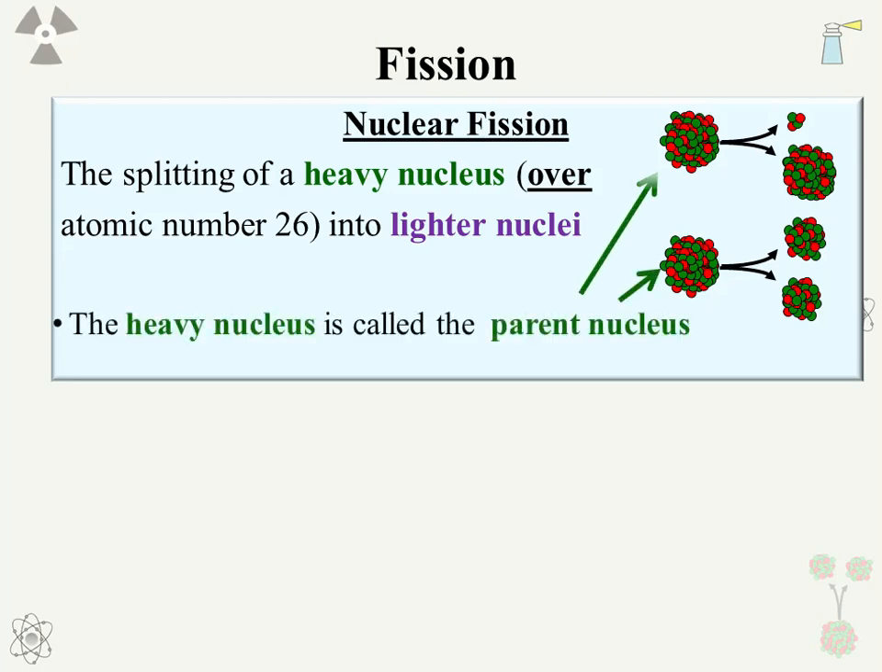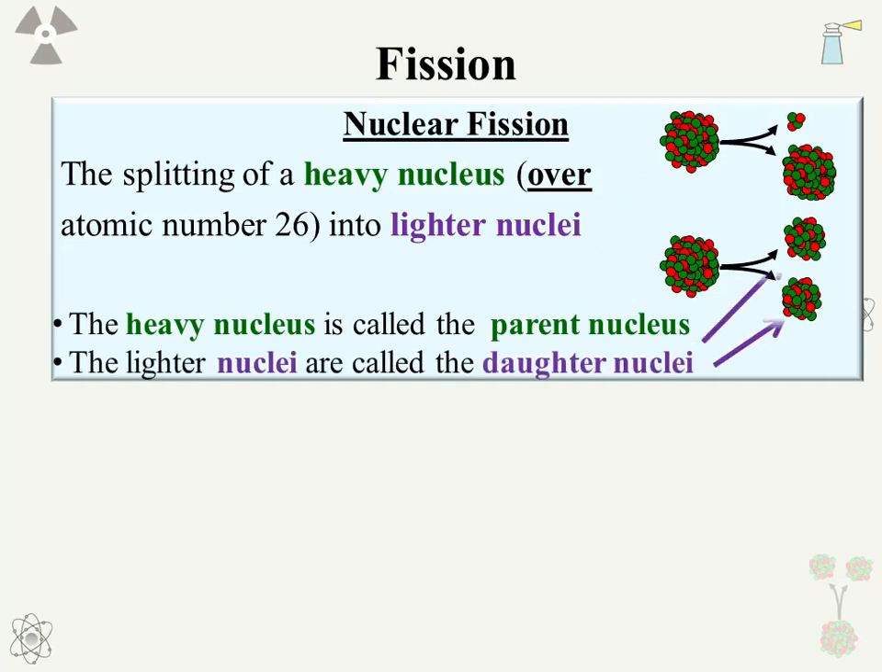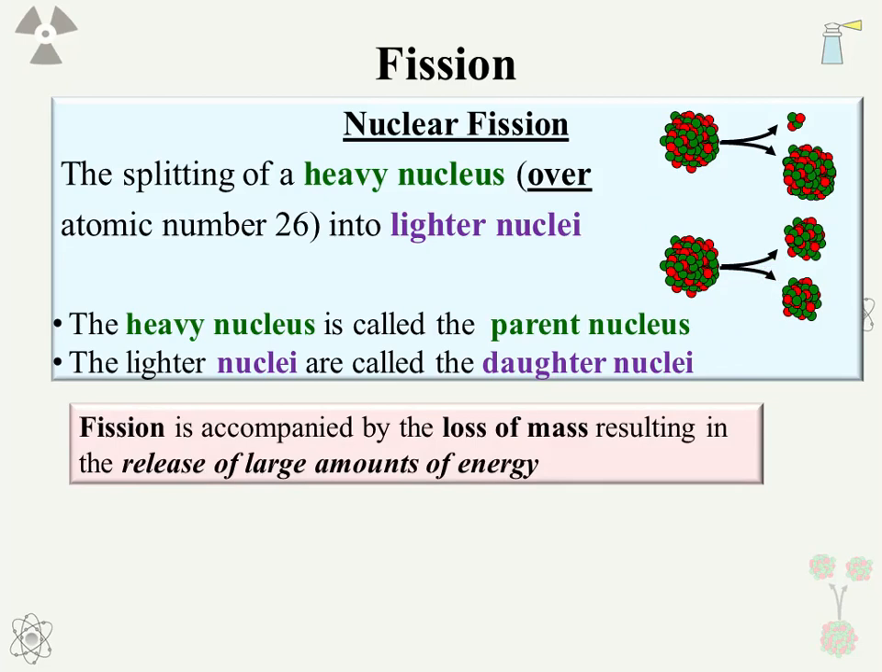In the previous lecture, we called the particle before the nuclear reaction the parent nucleus. In fission, the heavier nucleus is the parent. The resulting lighter nuclei are called the daughter nuclei. Fission is accompanied by the loss of mass, resulting in the release of large amounts of energy.